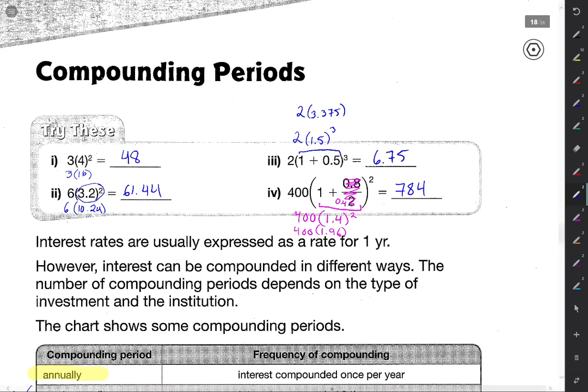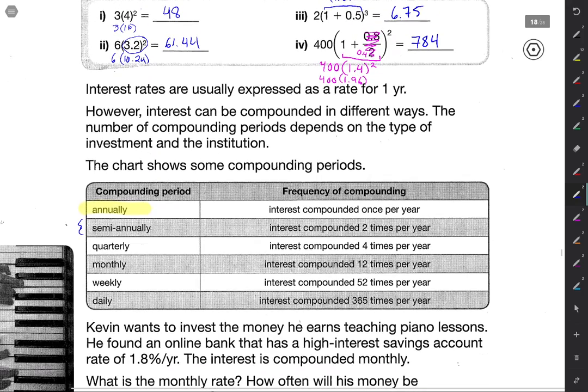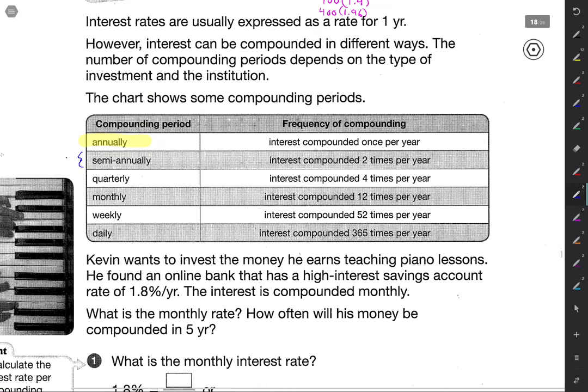So now let's look at compound interest with different compounding periods. Interest rates are usually expressed as a rate for 1 year. However, interest can be compounded in different ways. The number of compounding periods depends on the type of investment and the institution. This chart shows some of the compounding periods. It'll tell us in the word problems how many times it is going to be compounded. And in all the ones we've looked at before this, it said annually. But now in these questions, it's going to give us different compounding periods.